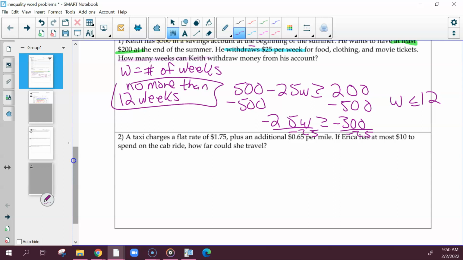I would say no more than 12 weeks. Even though we started off with an at least, which was greater than, we changed it to a less than or equal to, so no more than, or the other word I said, at most 12 weeks. Because he can't withdraw money 13 weeks. He'd have less money than what he wants. Any questions on that? We're going to do one more. Number 3 on the back.